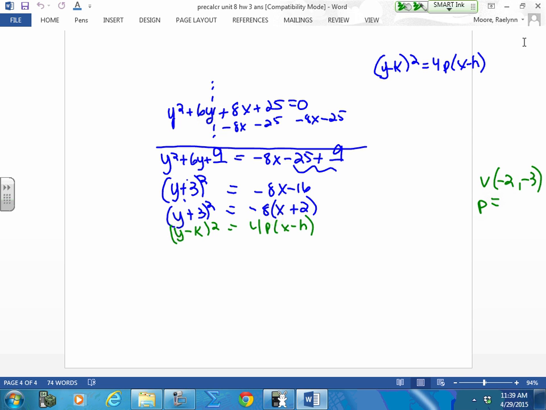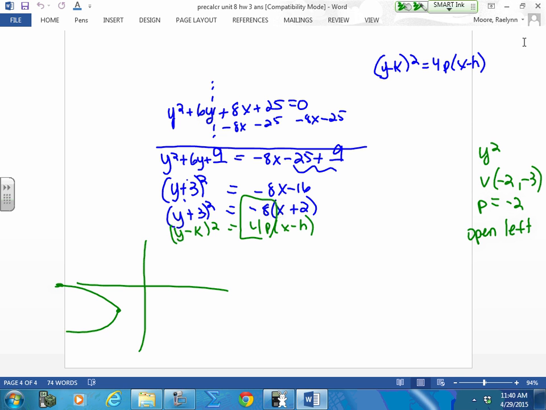What's p? I go right here. -8 equals 4p, therefore p is equal to -2. I have a y squared. Which way am I opening? Left. The y squared opens left and right. The negative opens to the left. Okay? So I come here and I sketch. I have -2, -3. Somewhere here. Opening left.